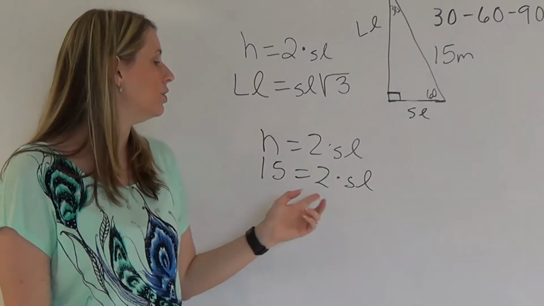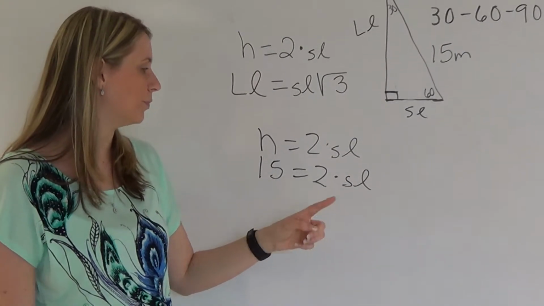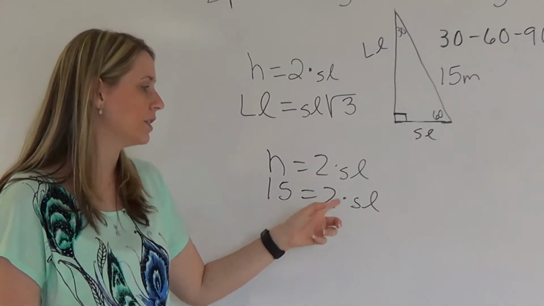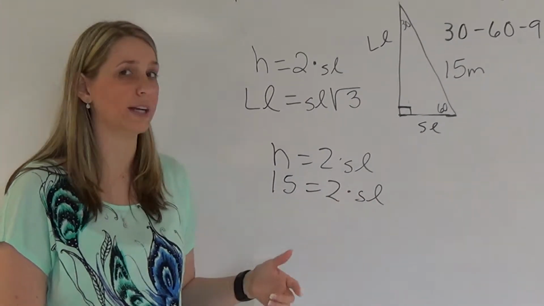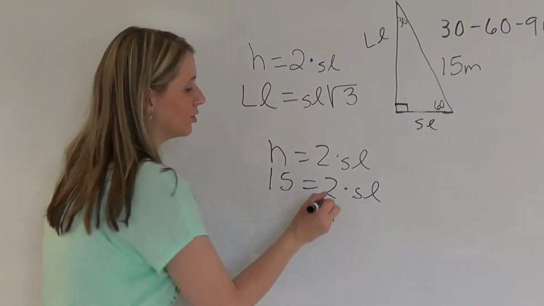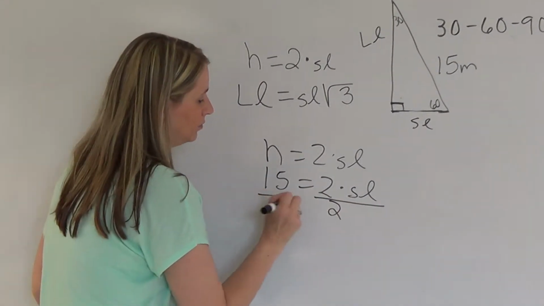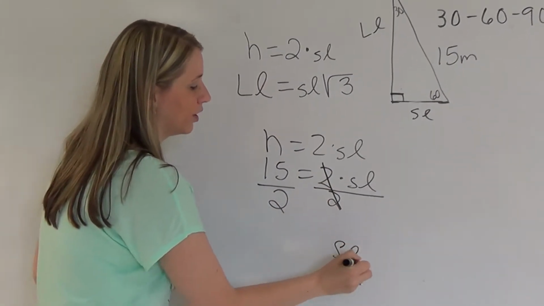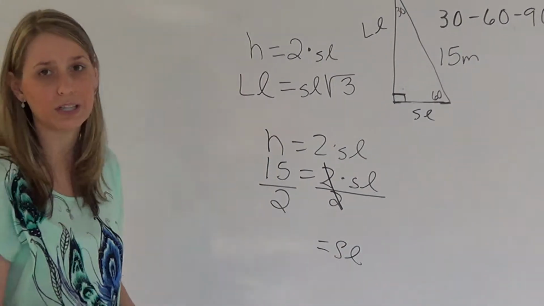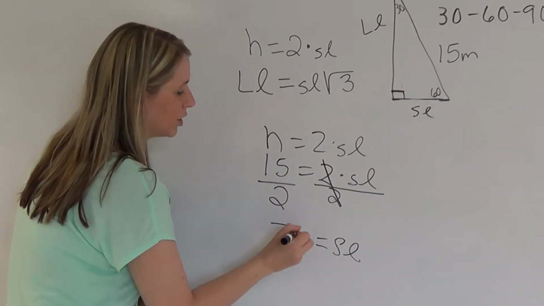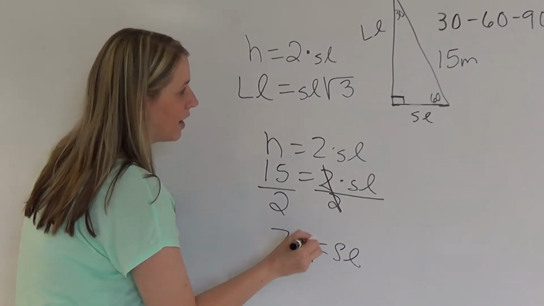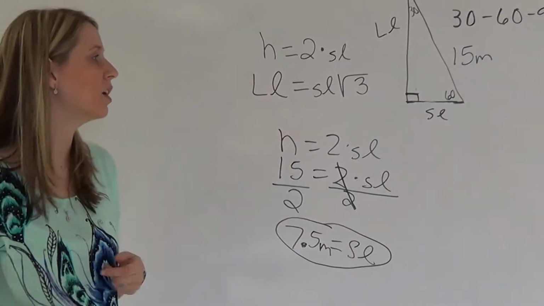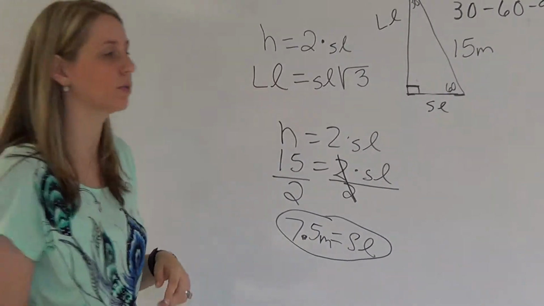Now again, when you need to solve for a particular letter, like shorter leg here, you need to do the opposite of what's being done. It's 2 times the shorter leg. The opposite of multiplication is division, so I divide by 2. What that does is the 2's cancel out. I just have a shorter leg over here. 15 divided by 2 is 7.5. So I get my shorter leg is 7.5 meters. That's pretty easy. Then we have to go back and plug it into the other formula.